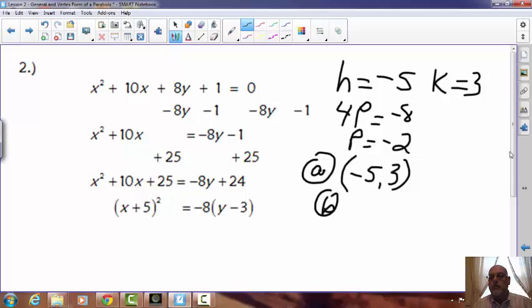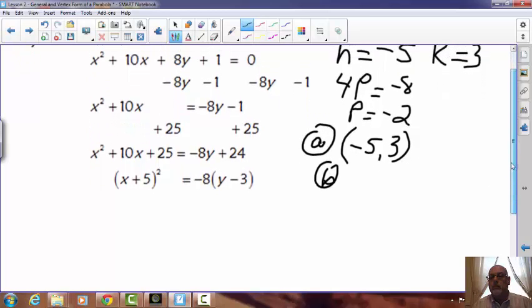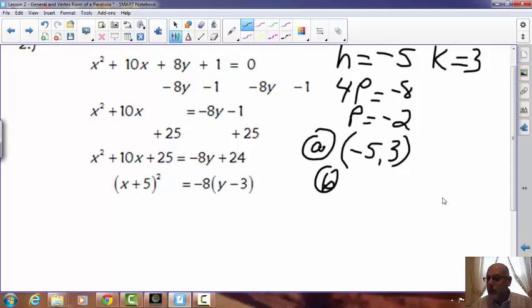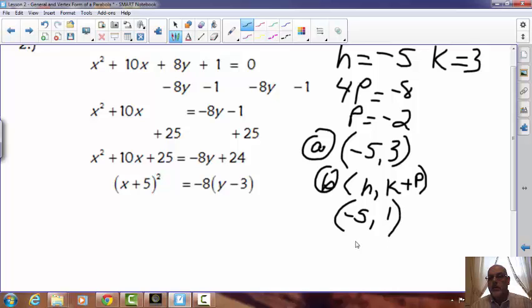B is the focus, and when the parabola opens up or down, the focus is h comma k plus p. So it's negative 5, k is 3, p is negative 2, so negative 5 comma 1 is the location of the focus.